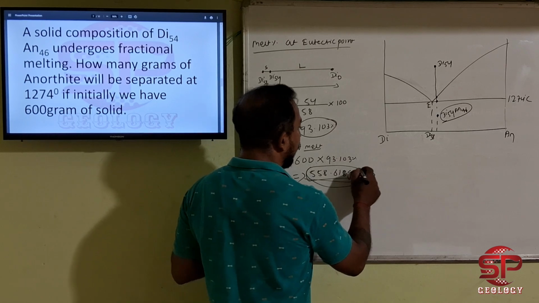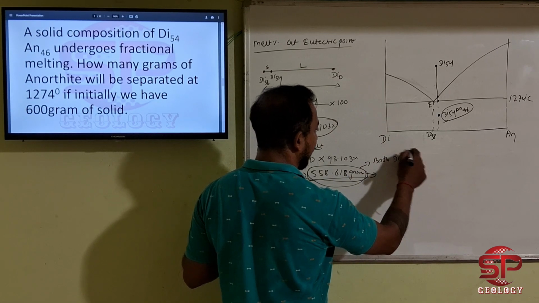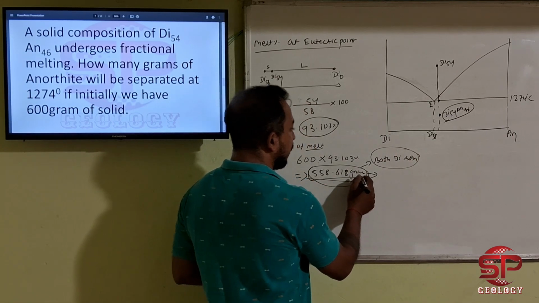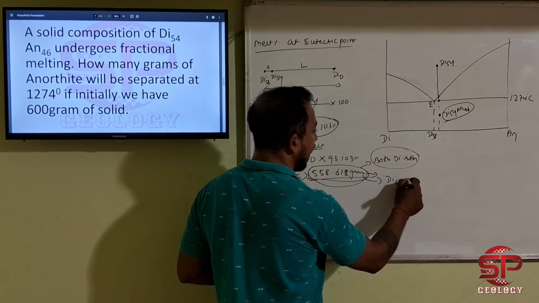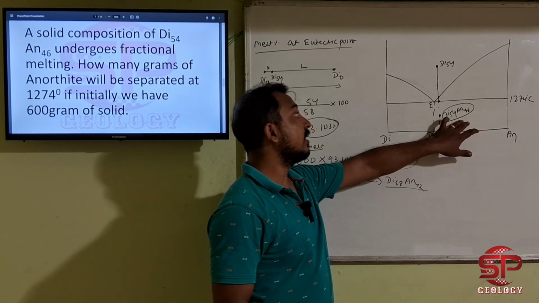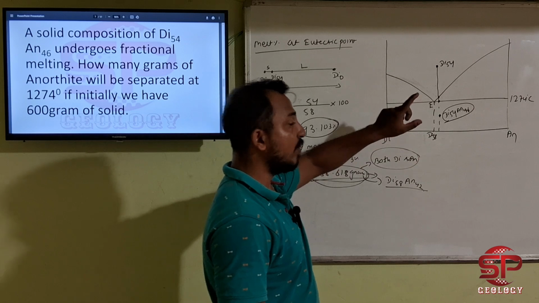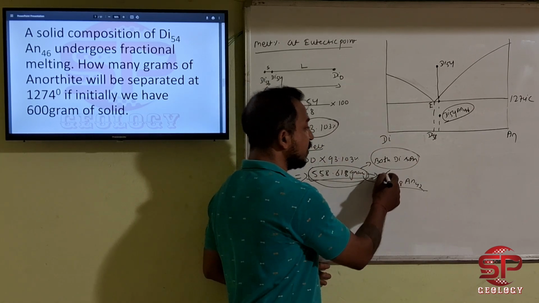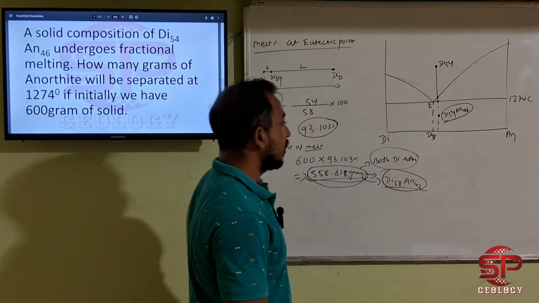This melt contains both diopside and anorthite. The composition of the melt is diopside 58, anorthite 42. So any solid you take will start melting at 1274 degrees, and the first melt it produces at the eutectic temperature will always have a composition of diopside 58, anorthite 42. You take any solid composition.